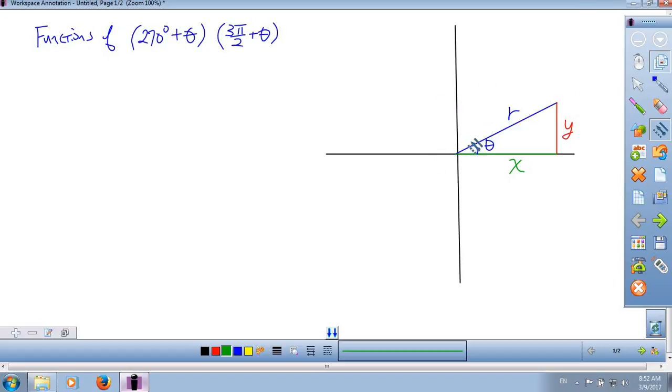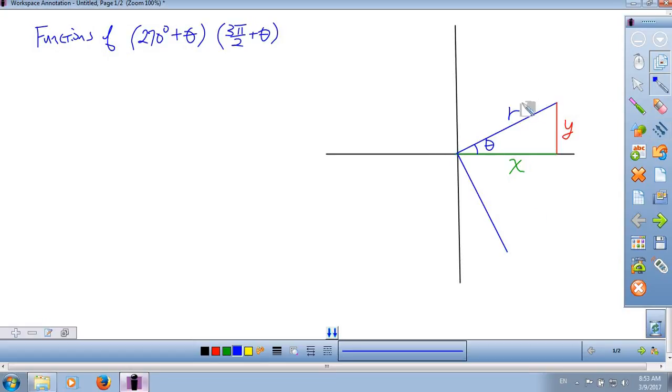Now, when you add 270 degrees plus theta, that means you add 90 degrees three times, basically. So you go ahead and do 90, 180, and 270. So the terminal side will form a 90 degree angle with the angle theta down here in the fourth quadrant.